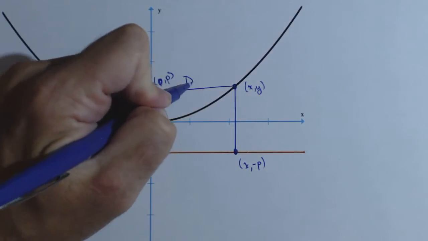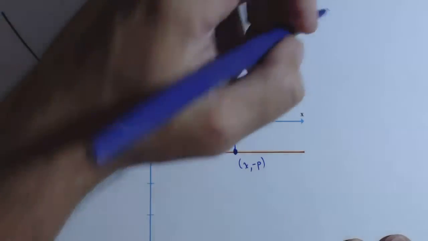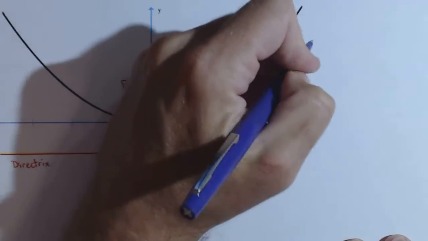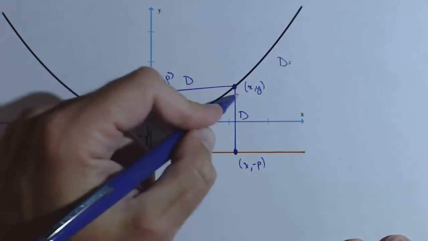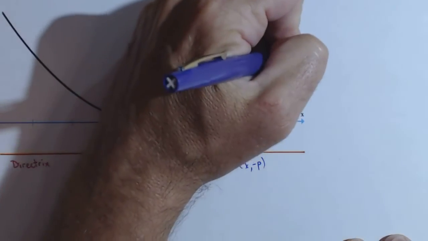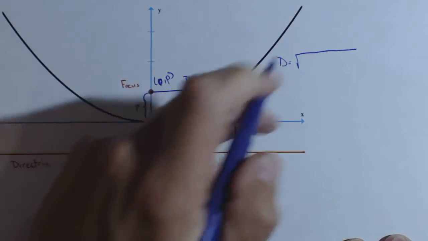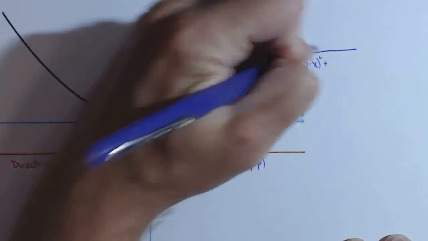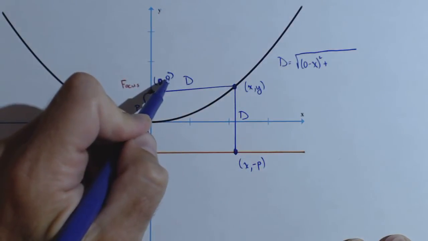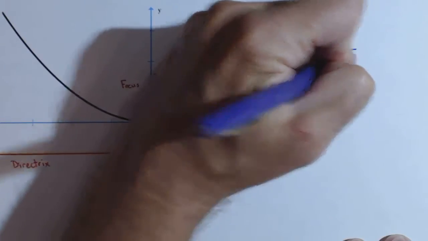Now, this distance should be the same as this distance. What we're going to do is set each of these up with our distance formula, and then we'll set them equal to each other. So let's do this piece here first. Distance formula says it's the square root of the difference in the x values, so 0 minus x, the quantity squared, plus the difference in the y values, p minus y, the quantity squared.